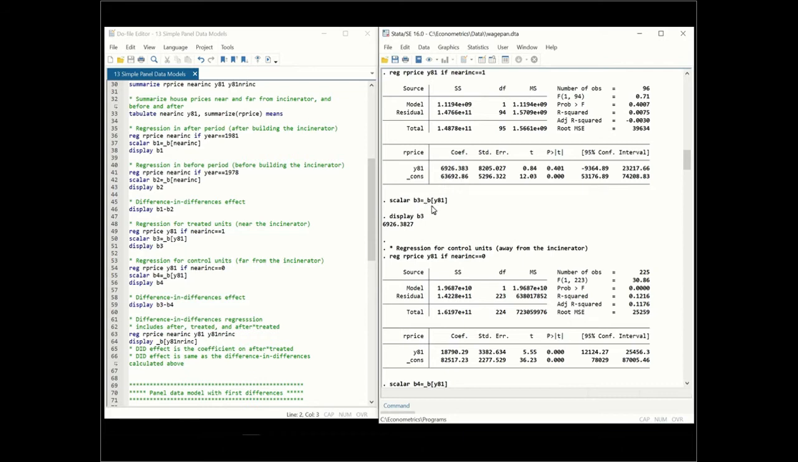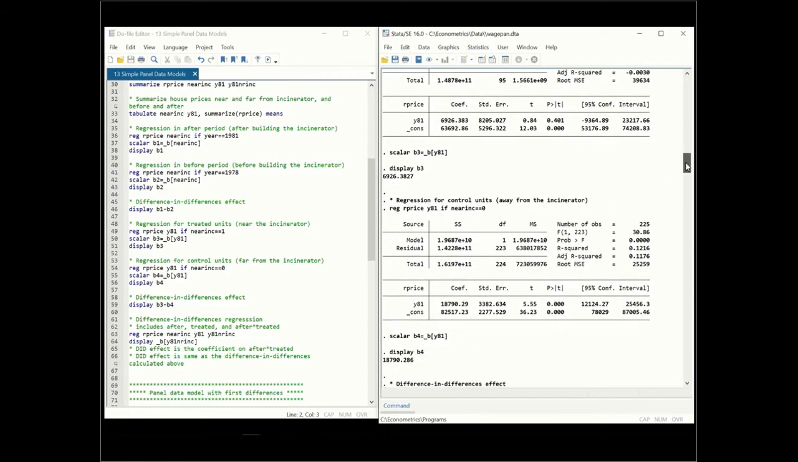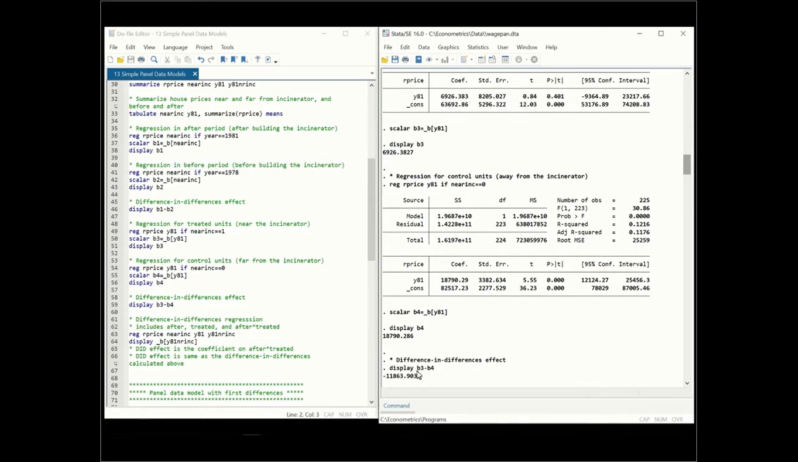Scalar, we are picking up the coefficient on the y81 variable, and so that is this coefficient here, and then this coefficient here. And then we could basically take the difference between these two coefficients, beta 3 and beta 4, and we would get exactly the same value as we did before, minus $12,000. So how we would interpret this coefficient is that house prices for houses that are treated, which means near the incinerator, are $12,000 lower in the second period than compared to those that are far from the incinerator.